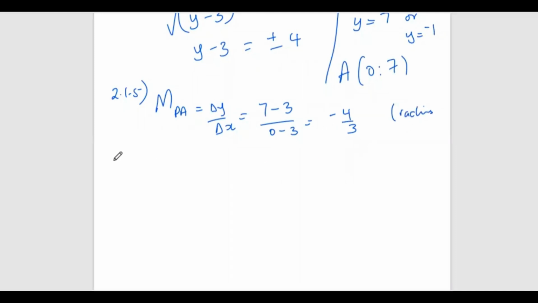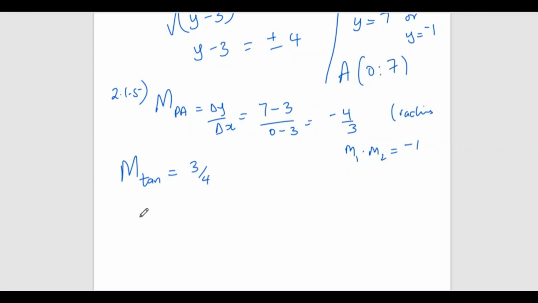But the radius and the tangent, we said, will be perpendicular, which means the gradient of the tangent is going to be 3 over 4. Remember what we said about perpendicular lines, that m1 times m2 must give us -1. So I'm just dividing -1 by this, which gives me 3 over 4.